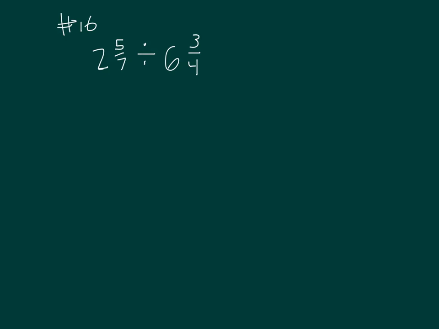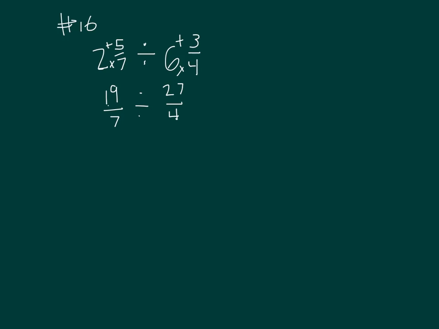Number 16 on the Big 20 is always going to be a dividing of mixed numbers. And when you divide mixed numbers, don't try and break it up. Do not convert to decimals with it. It'll take you too long by hand. Really, the best way to do this is to start off by converting them to improper fractions, which would be multiplying the bottom by the whole number and adding it to the top. So I have 2 times 7 is 14, plus 5 gives me 19 over 7. Then I would do 6 times 4 plus 3. 6 times 4 is 24, plus 3 is 27 over 4.